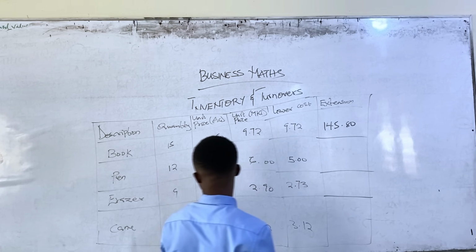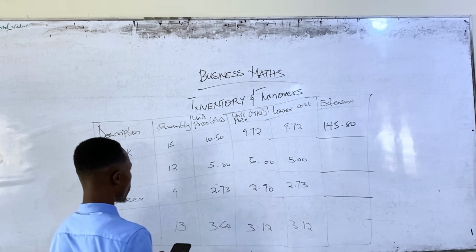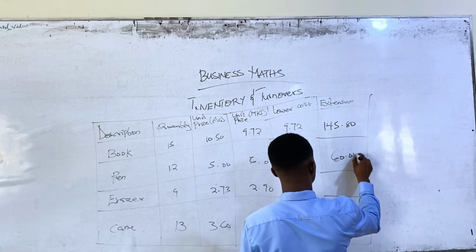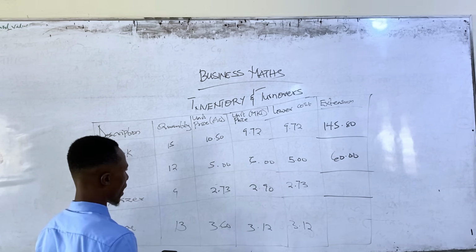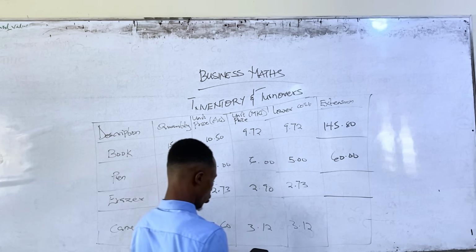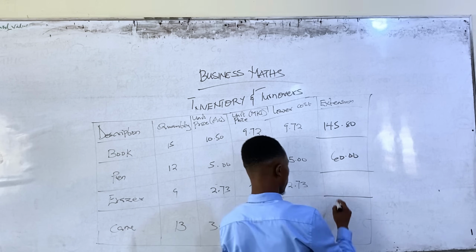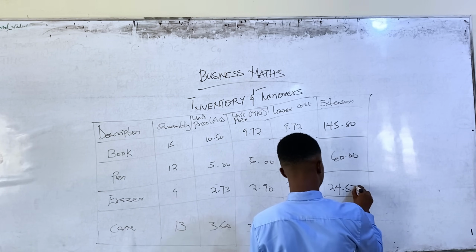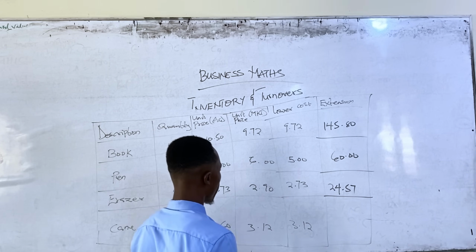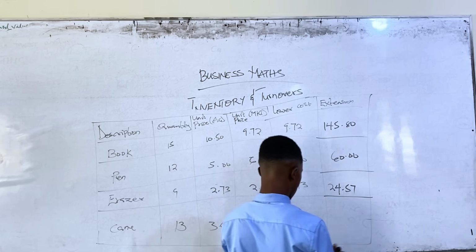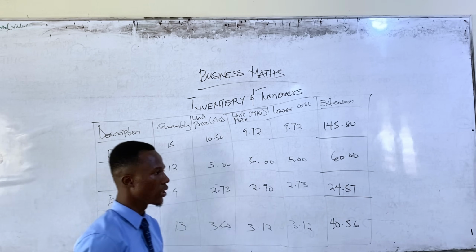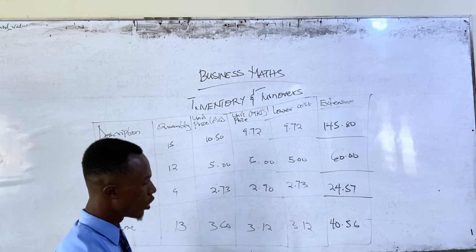So you have 145.80. Okay. Then you do the same for the second one, 12 multiplying 5. So you have 60.00. Then you do so for the third one, 9 times 2.73, and that is giving you 24.57. And the next one, you have 13 multiplying 3.12, and that is what? 40.56. Is that okay?